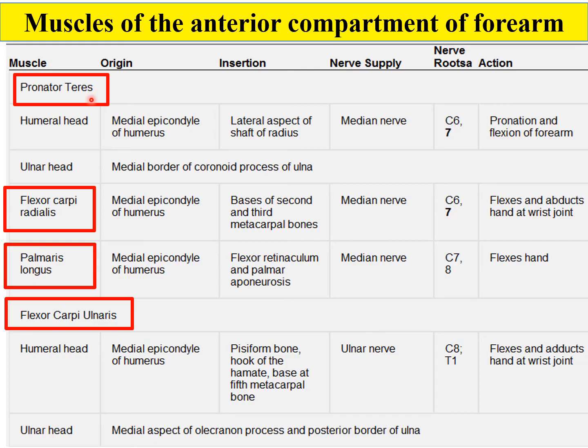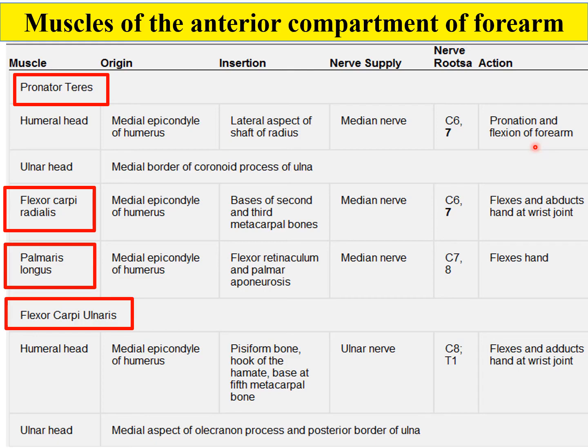Pronator teres, as the name indicates, will perform the function of pronation. It has two attachments, a humeral and an ulnar. On the humeral, it is attached to the medial epicondyle of the humerus, and on the ulnar to the coronoid process of the ulna. From two bones it is taking origin, and it is inserting on the lateral aspect of the shaft of the radius. The main nerve supply of the anterior compartment of the forearm is the median nerve, with root value C6 and C7, and the main function of pronator teres is pronation and flexion of the forearm.